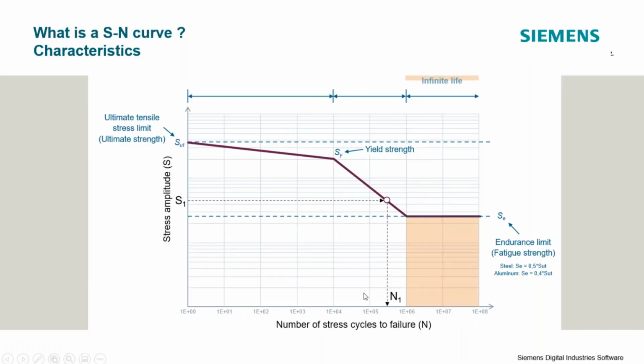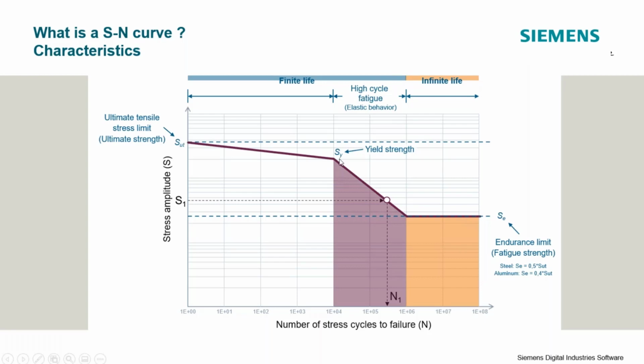I have several different regions on this SN curve. I have the infinite life region. I have the finite life region. And then I have the high cycle fatigue region where my loading is purely elastic, so my part sees no plastic deformation as it's undergoing these cycles. And then the low cycle fatigue region where my part experiences plastic behavior, the load levels are much higher, and I can undergo fewer stress cycles before my part fails.